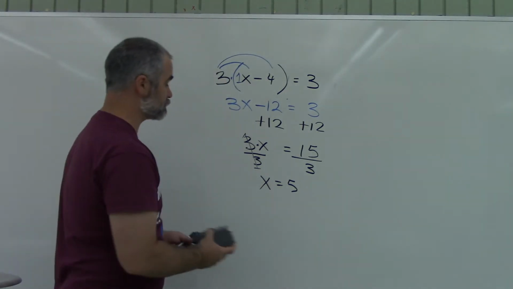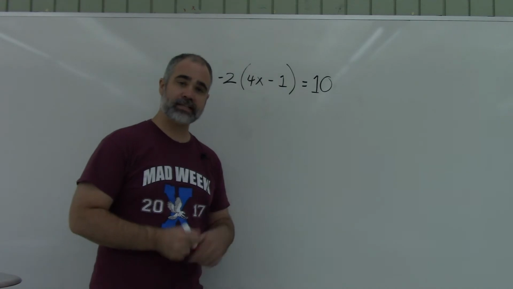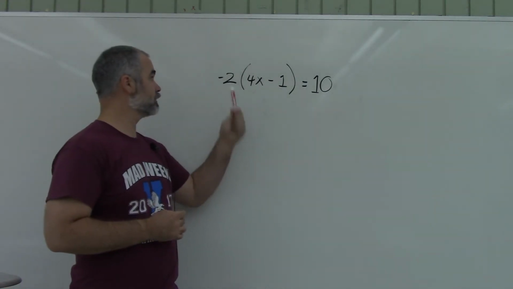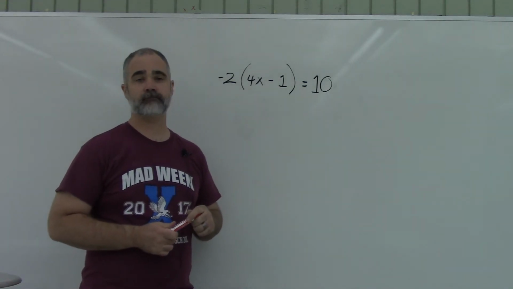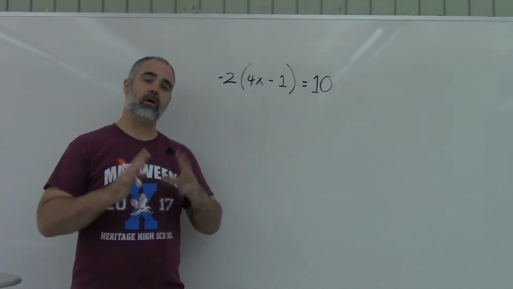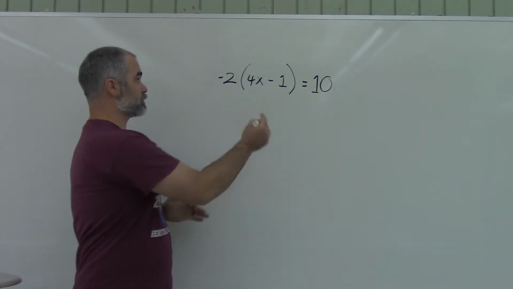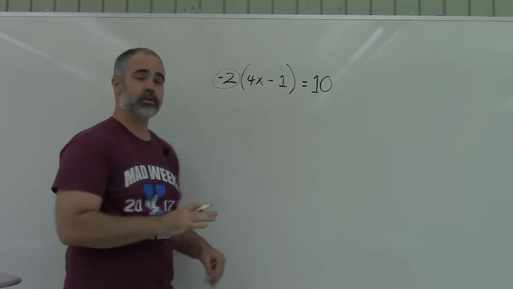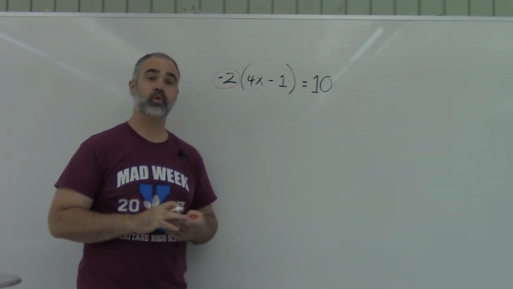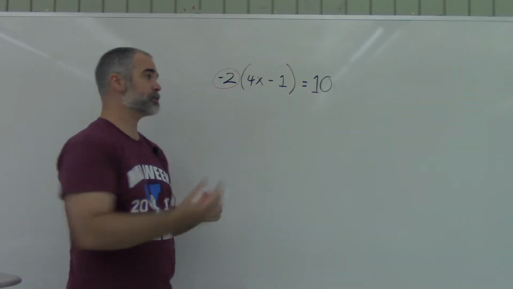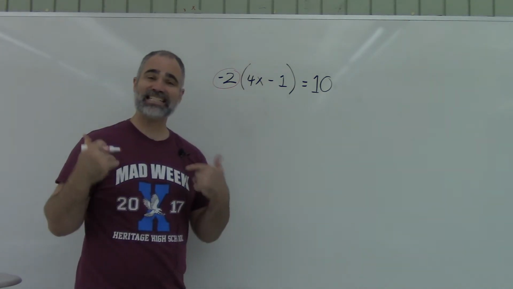Okay, a couple other ways that this might look. All right, so here's another thing that you might see. You might see a negative on the outside here. Again, remember, all that means is that this isn't subtracting. This is a minus 2. So when I multiply, or distribute, if you like that better, I'm going to be multiplying by a negative 2.